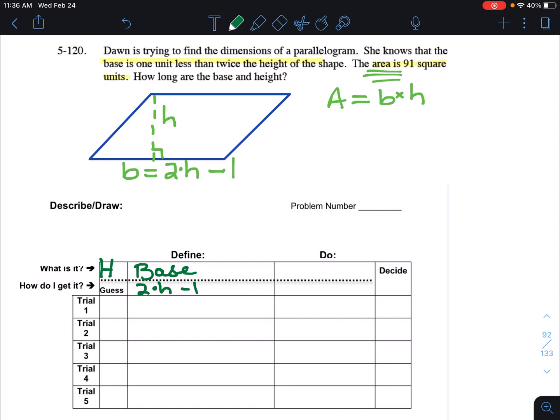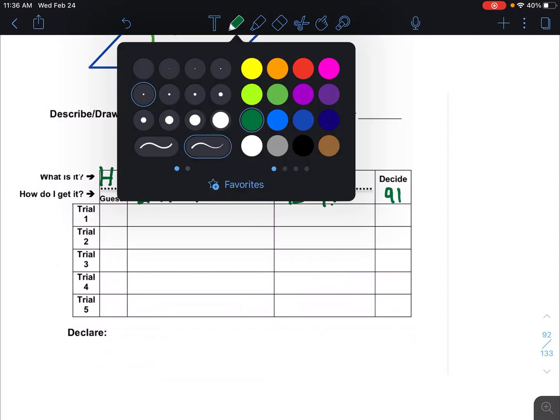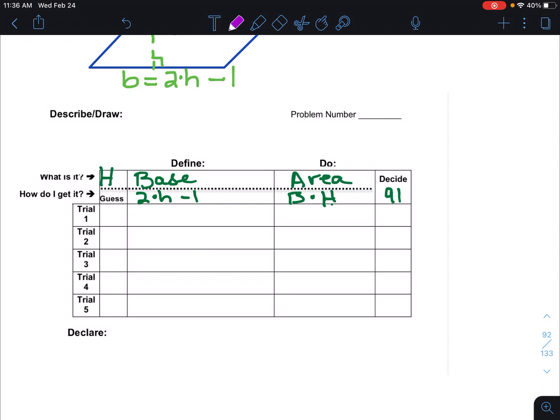So what am I going to do? I'm going to have to calculate the area. And to get area, I'm going to take my base times my height. And I need to decide if that area is equal to 91 square units. All right, let's start guessing. So I know I'm multiplying. So when I'm multiplying 2 numbers to get 91, let's just start with 10. So what if my height was 10 units?